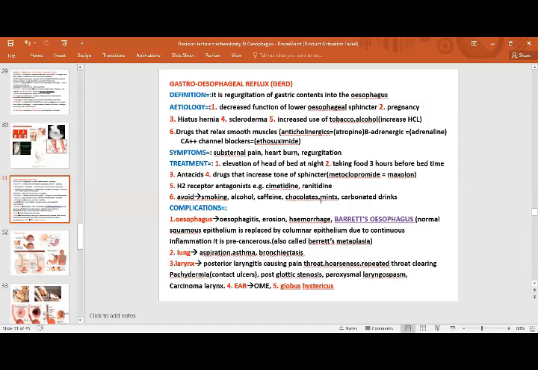Complications again: Barrett's esophagus could occur, and aspiration pneumonia. It could also affect the lungs, so it would come with the symptoms of asthma, bronchiectasis, and of course laryngitis. And these are laryngospasm and continuous clearing of the throat. These are signs, sometimes very rare, but carcinoma of the larynx could occur in these patients.